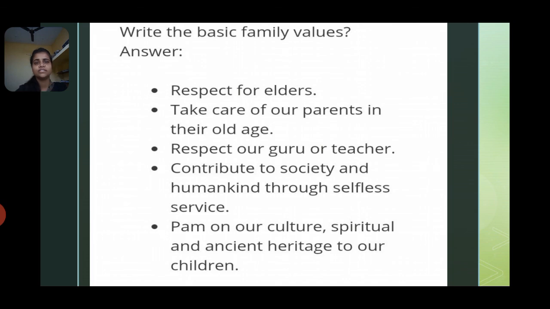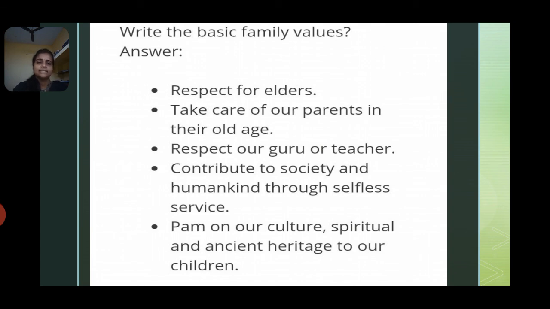Respect our guru or teacher. We should always respect our guru or teacher. Contribute to society and humankind through selfless service. You should always be contributing. That means you should always contribute something to society and humankind through selfless services, which you studied in your family lesson. There were different services done by different people. In the same way you have to contribute something to society, because you are living in a society.